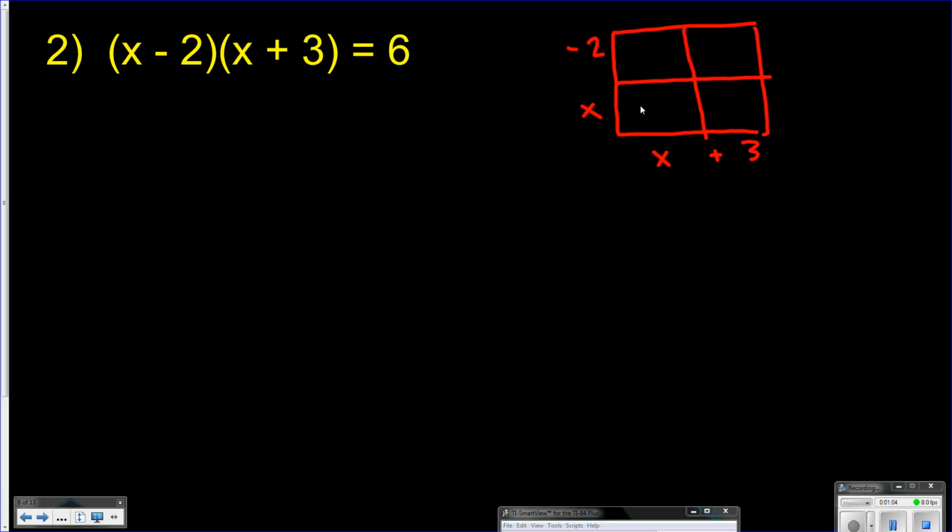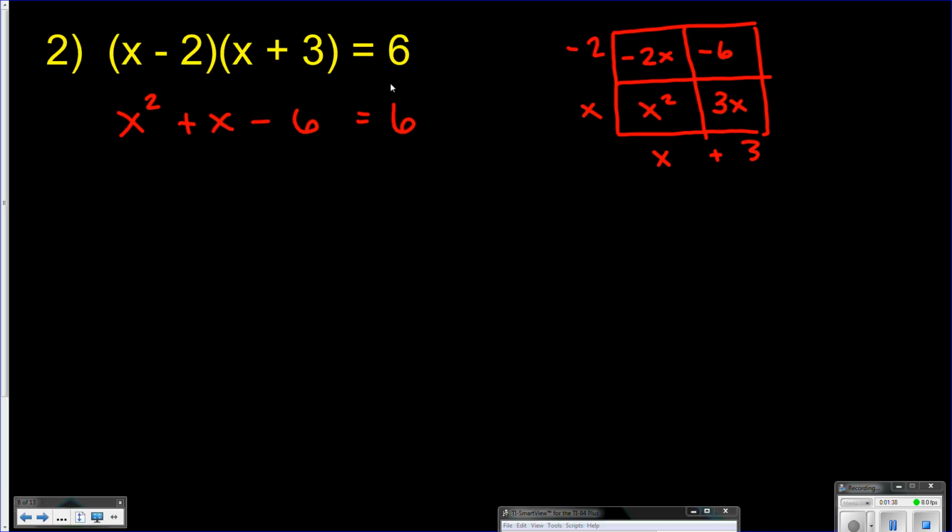When you multiply your x's, you get x squared. X times negative 2 is negative 2x. X times 3 gives us positive 3x. And then 3 times negative 2 is going to give us negative 6. So when we put this all together, we should have x squared. 3x plus negative 2x gives us just an x. And then we have a negative 6 here. So we have x squared plus x minus 6 equals 6.